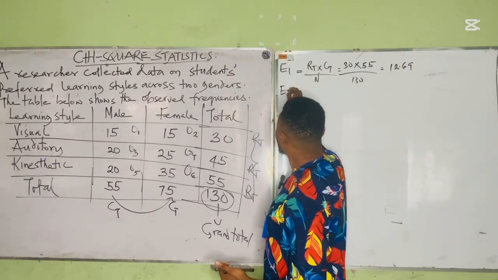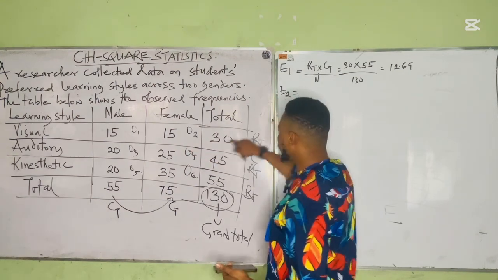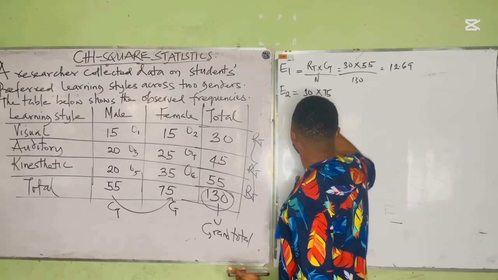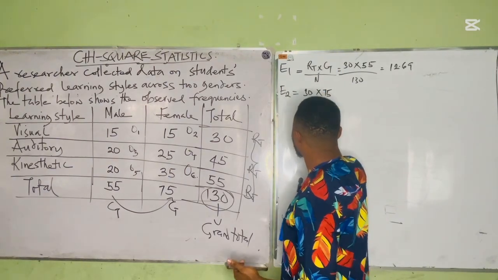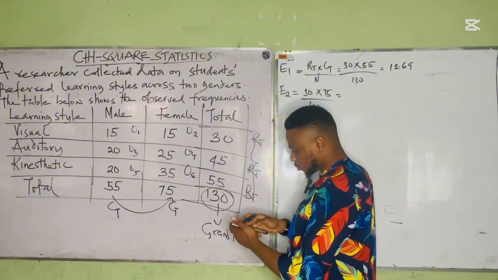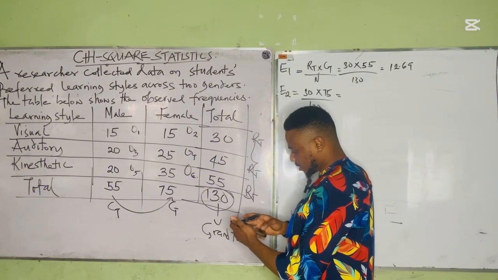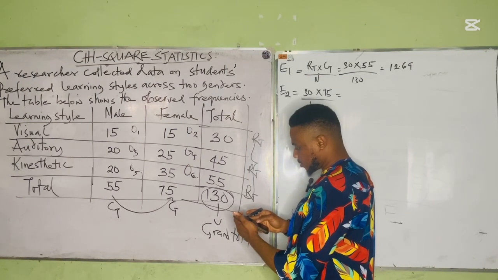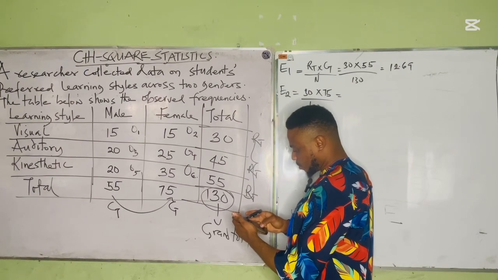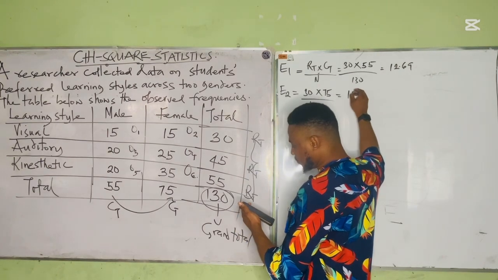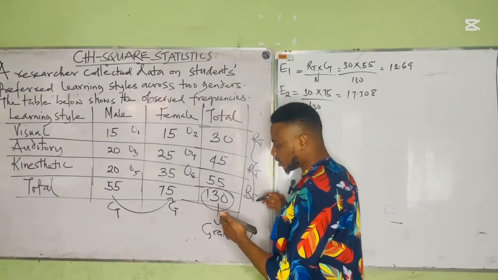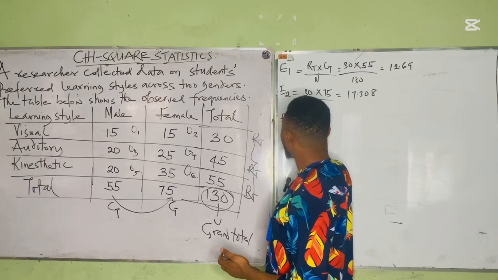Now let's look for E2. E2 is for O2. The row total for O2 is 30 as well. The column total is 75. We are still using this formula, no need restating it. Then divided by 130. So we say 30 times 75, then divided by 130. This will give us 17.308.